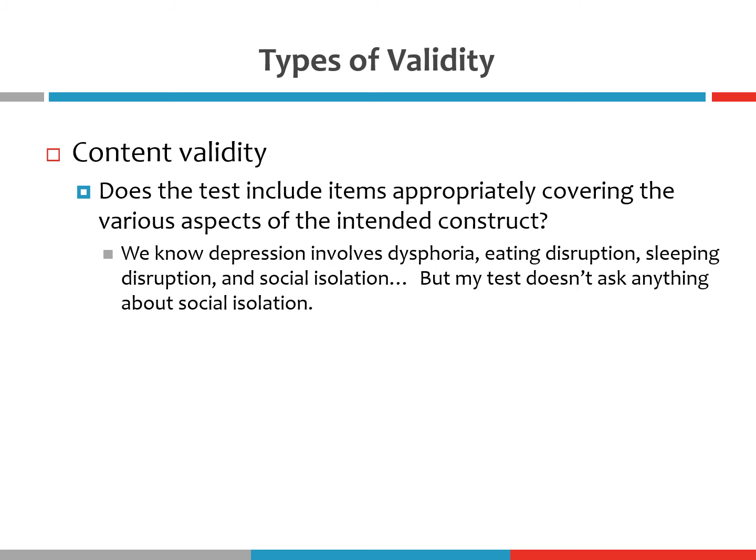So for example, you would want to determine whether you have items on your depression questionnaire that cover all of these aspects. What if you have questions about eating and sleeping disruption and dysphoria, but you don't have any questions about social isolation? That would suggest that your test is lacking in content validity.